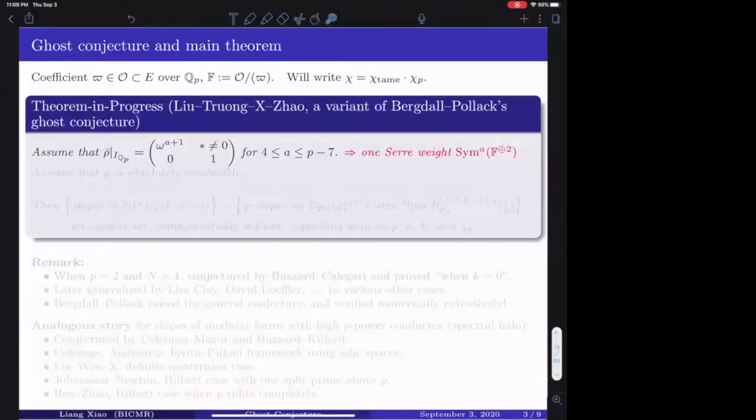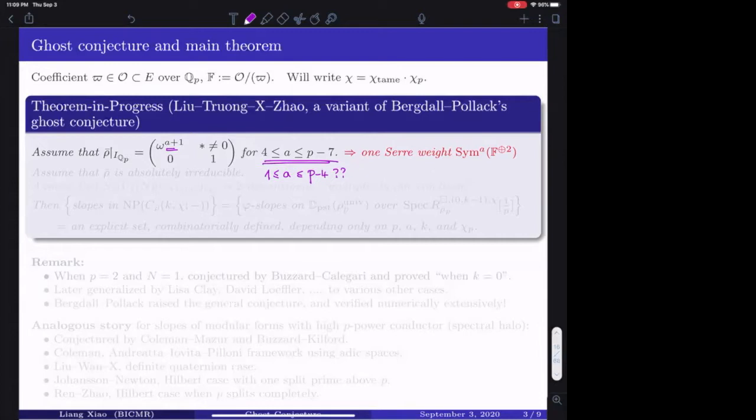So here's a theorem in progress. We have a very unpolished draft, but I hope we have almost all the ingredients there. We look at the case where this rho bar restricted to the decomposition group is reducible and non-split, and I want my parameter a here to be between 4 and p minus 7. We really hope, when we have enough time, to get to 1 and p minus 4. But if we want to go beyond this, it seems it's going to be very, very difficult.